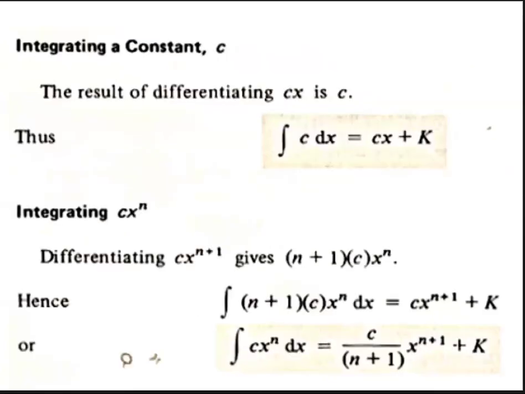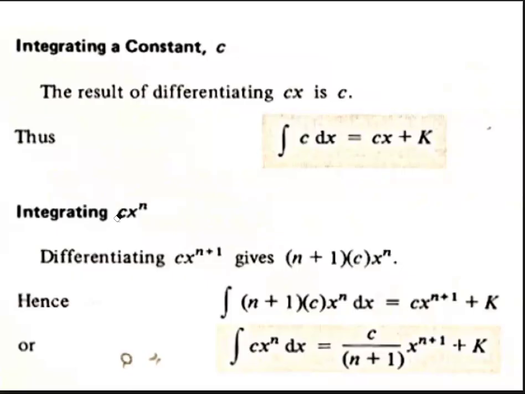Good. So let's try some others. This is something that followed from the previous rule. You integrate c, you get cx plus k. Just like when you differentiate cx, you just drop the x and you get c. So you're doing the opposite now. And don't forget your k at the end here.